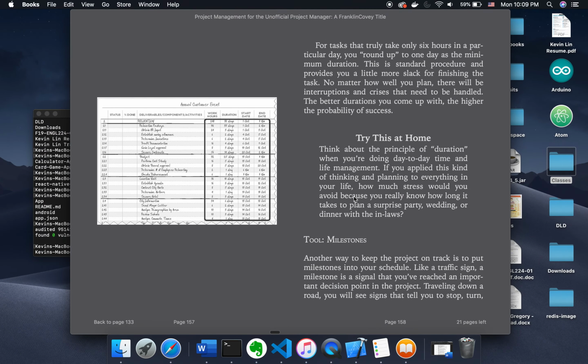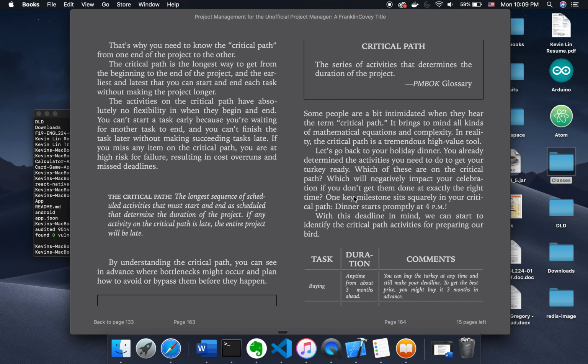Critical path is understanding certain aspects of what is considered critical and whether there is flexibility or not to handle it. Yeah, that's it.